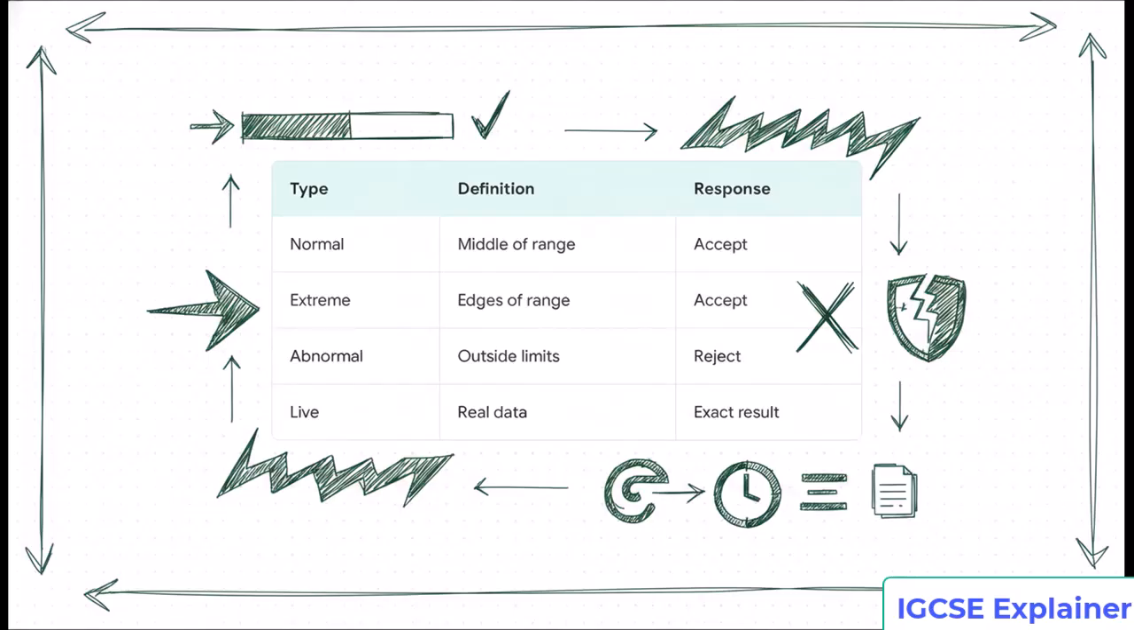First up, normal data. These are your completely acceptable middle-of-the-road inputs that the system should just breeze right through. Second is extreme data. This pushes the absolute outer edges of the allowed boundaries. Third, abnormal data. This is entirely wrong data types or out-of-bounds information, which the system absolutely must aggressively reject. And finally, live data. This is real historical data, usually imported from an older legacy system, just to prove the new architecture gets the exact same known outcomes.